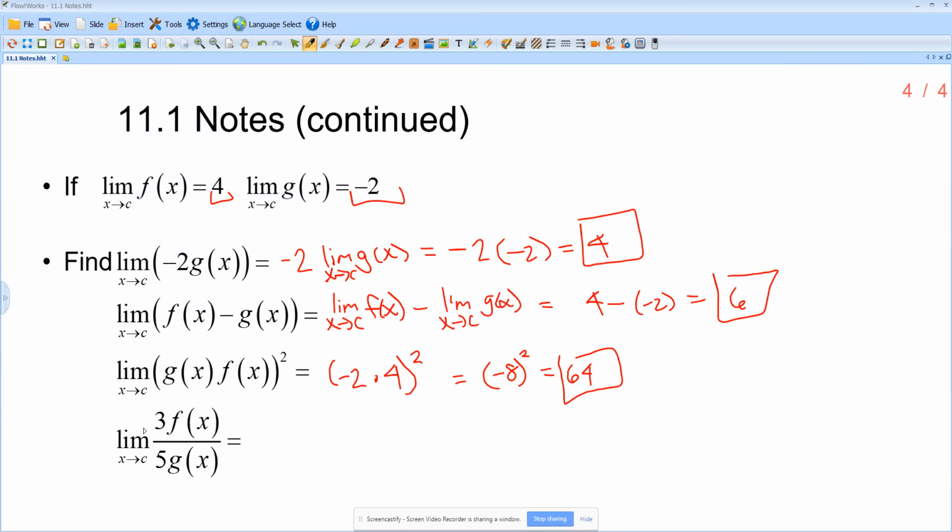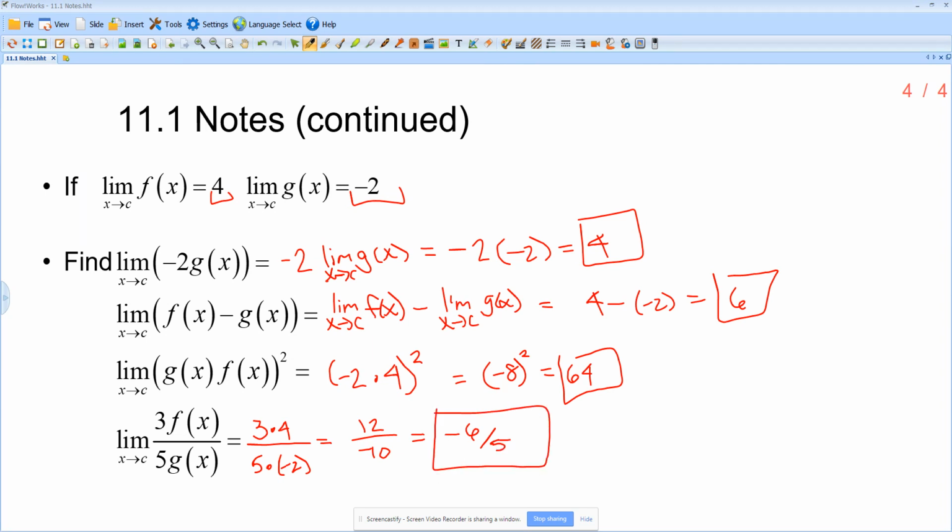Here it looks a little bit harder than it is, but that 3/5, really that can just come out. Those are separate multipliers. Or you can just apply the limit to each one separately. So the limit of f of x is 4, so I'll have 3 times 4, over the limit of g of x is -2, so 5 times -2. That gives me 12 over -10, which is -6/5. So not too bad, just a little bit weird.